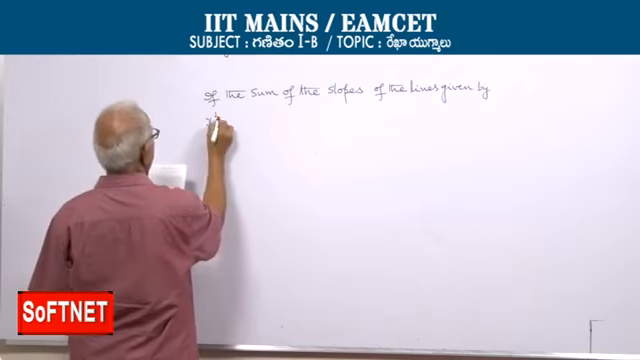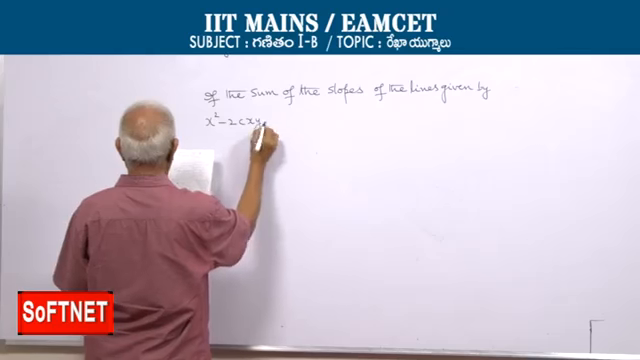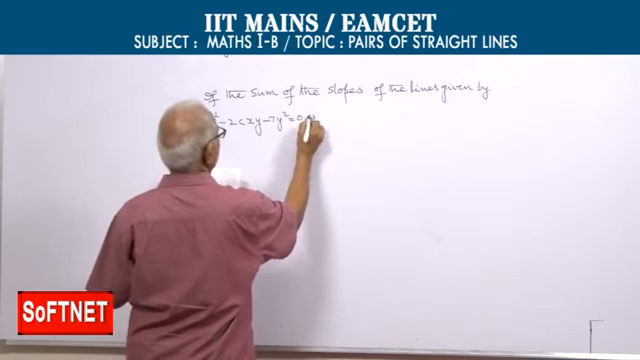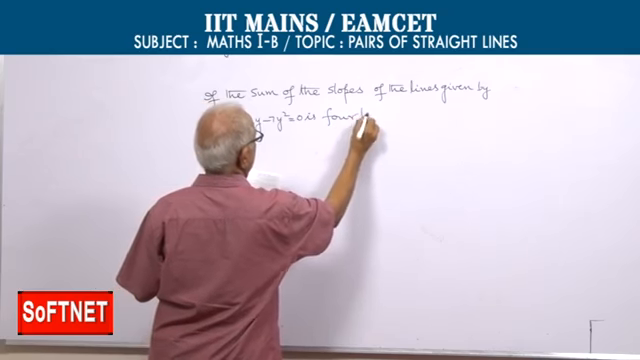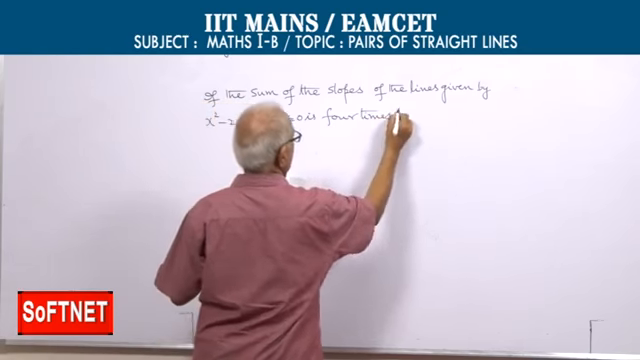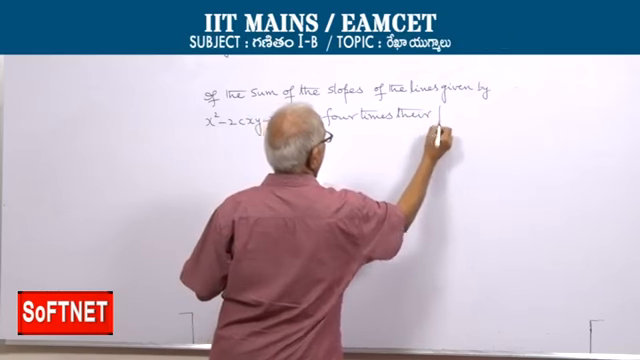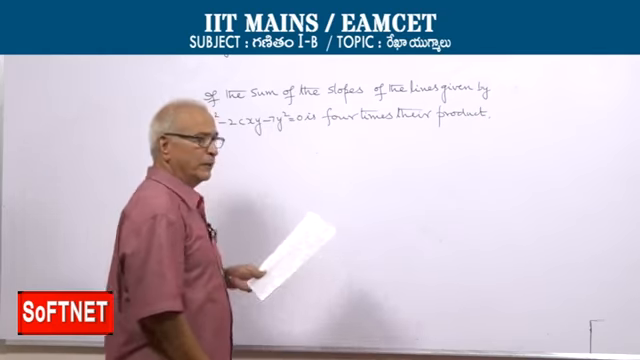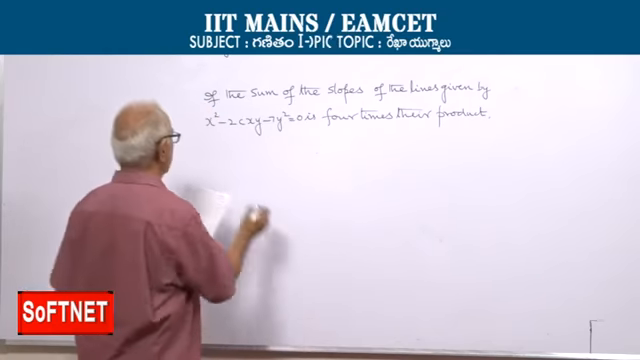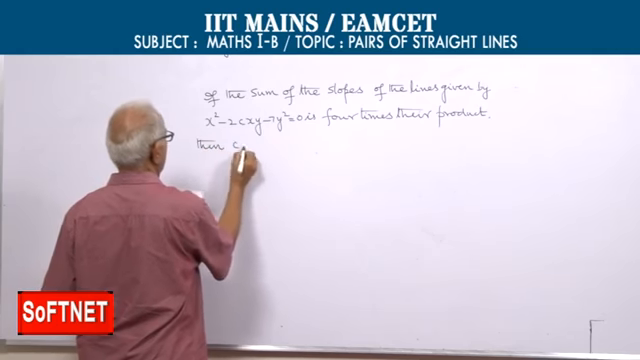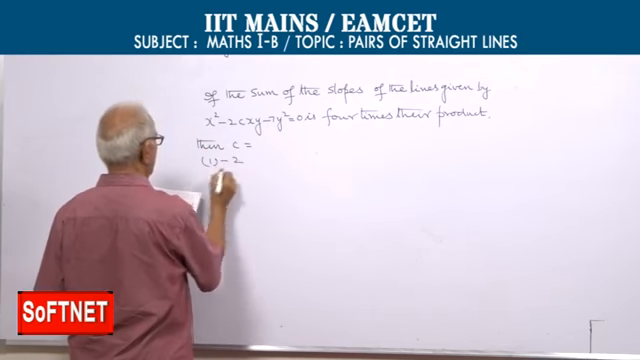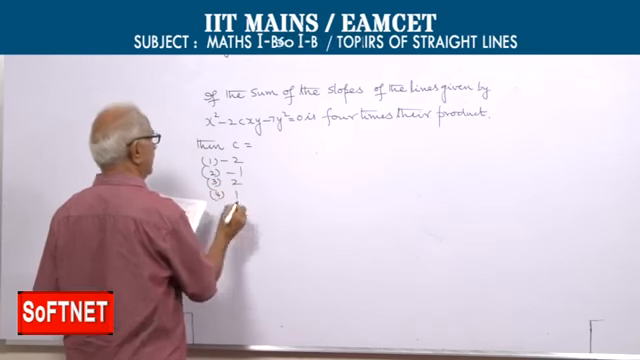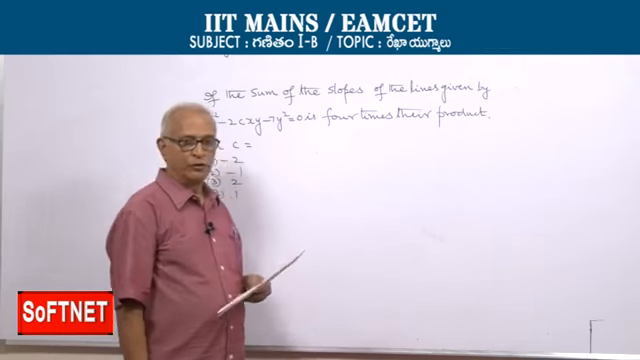x square minus 2cxy minus 7y square equal to 0, the sum of the slopes is 4 times their product. That is, m1 plus m2 is 4 times m1 m2. Then c has the value: minus 2, minus 1, 2 and 1. These are the 4 options given. AIEEE paper of 2004.